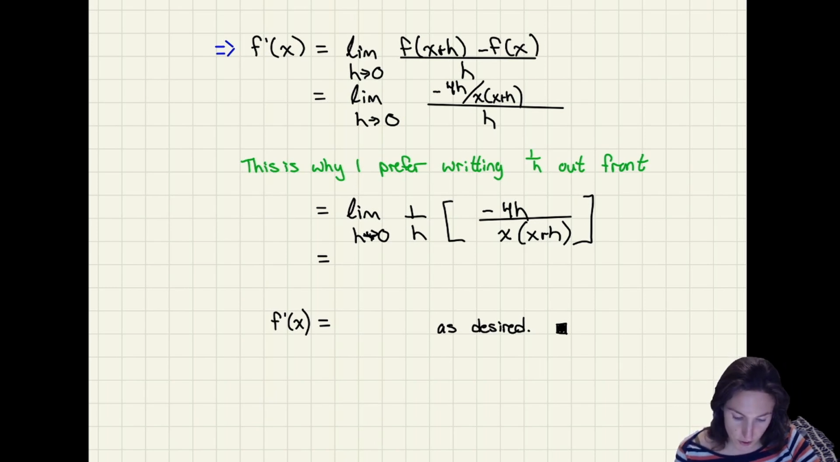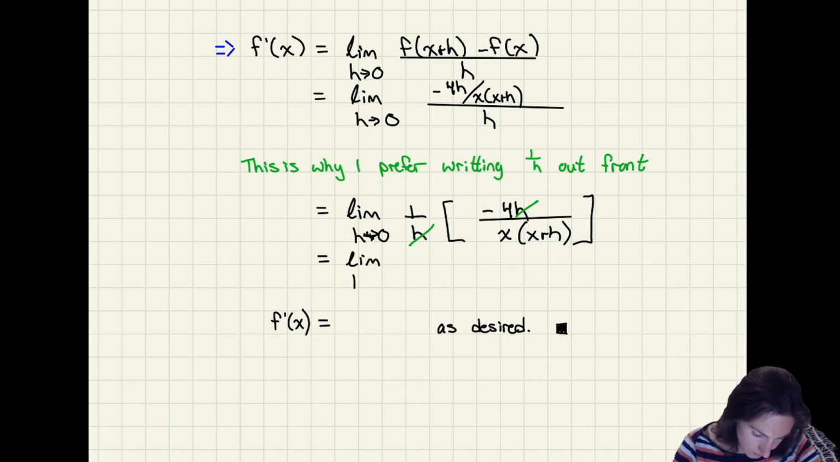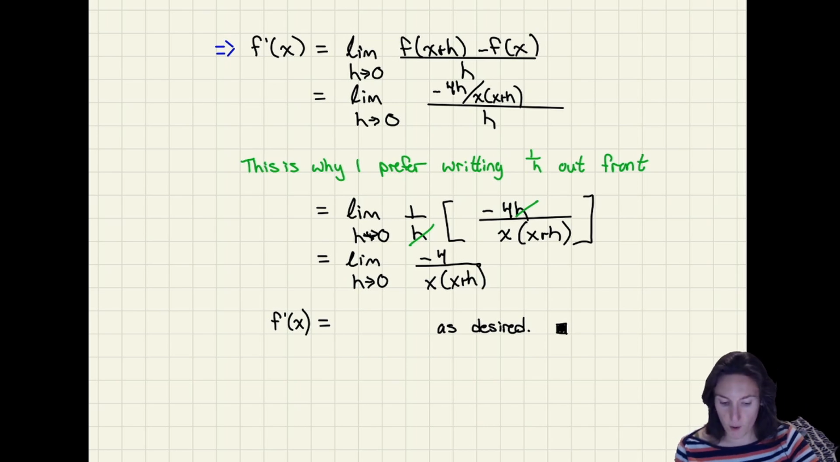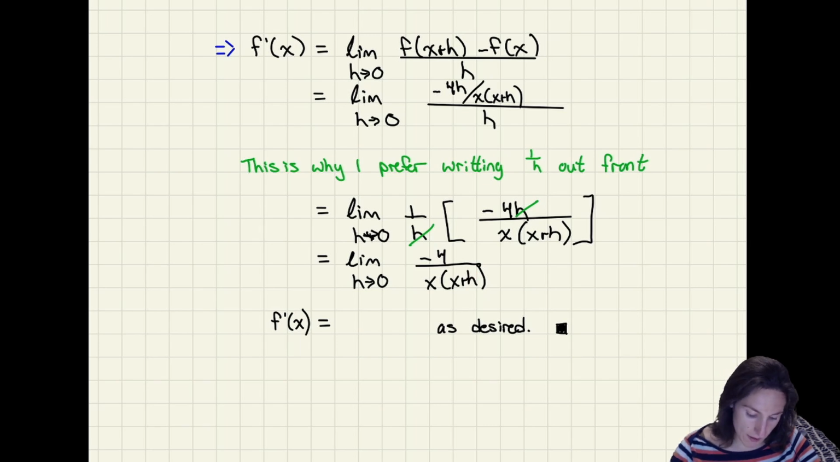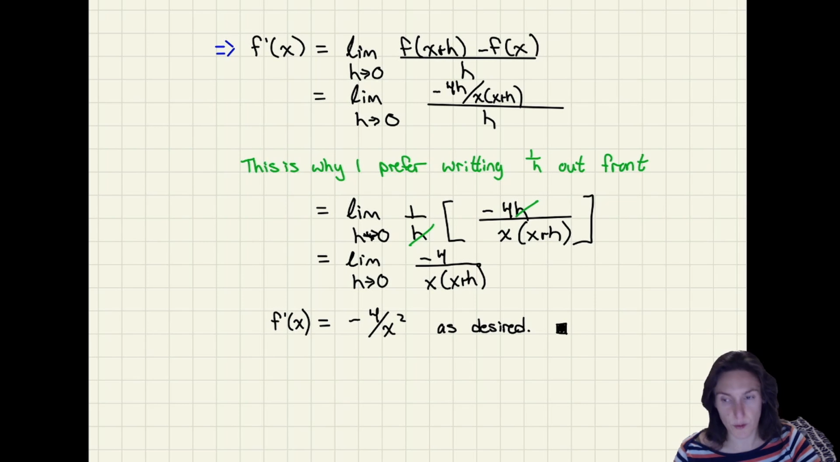So I do have an h on the top and bottom that I can cancel. And then I'm going to be left with the limit as h goes to 0, and I no longer have that 1 over h. I only have negative 4 divided by x times x plus h. And now I can't simplify this anymore, so I can sub this h going to 0 into here. And I'm left with minus 4 over x squared as my derivative.